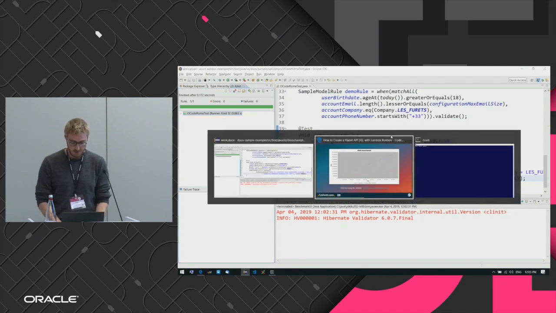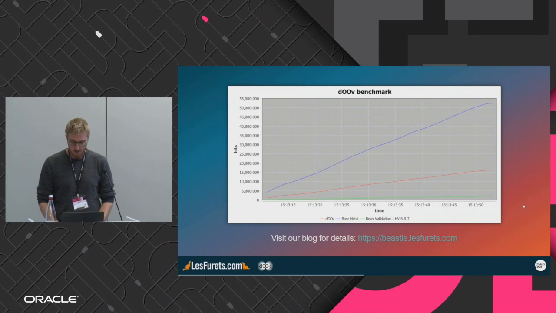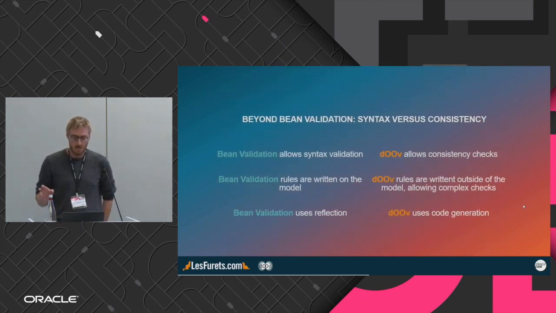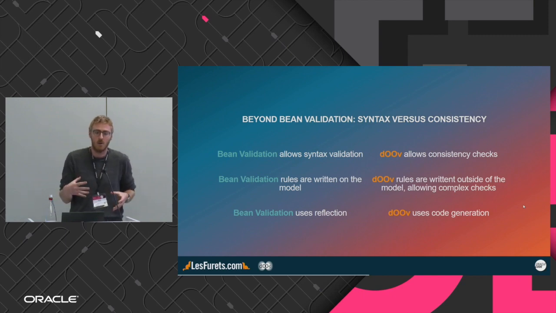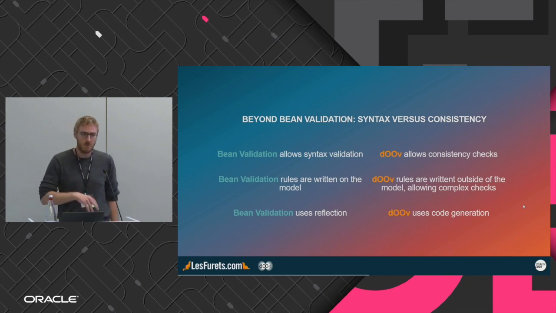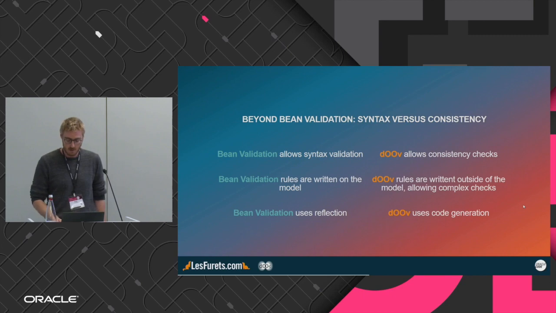We talked about that this morning, dOOv is working fine on it, because it's only compile time code generation. So to sum it up, bean validation helps you do syntactic validation, but we can do more, like consistency checks. Bean validation rules are written on the model, so we can define only one predicate, like one constraint of your model. But we can define lots of different sets of validation rules on top of the same model. And of course, bean validation uses reflection, and we use code generation, which is faster.